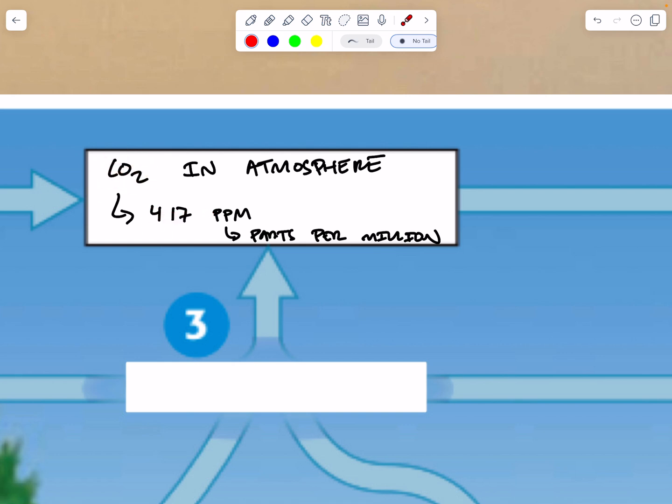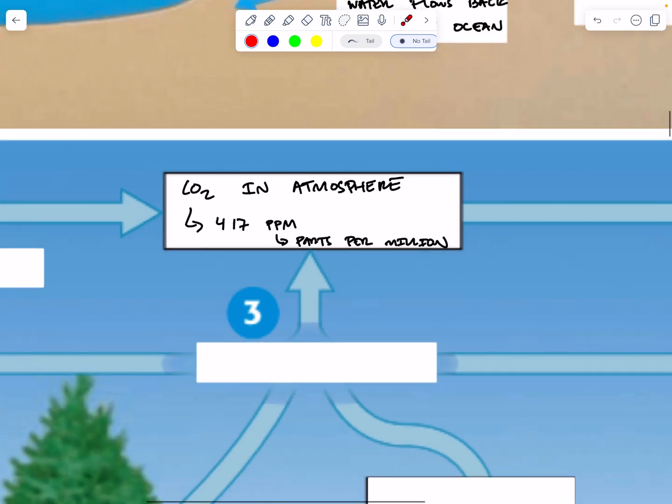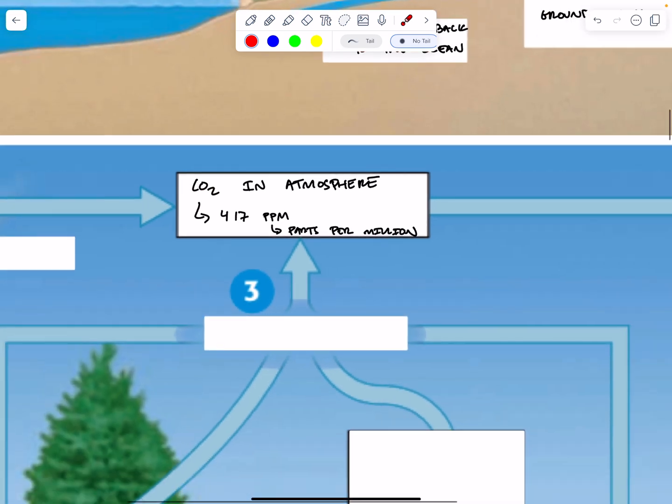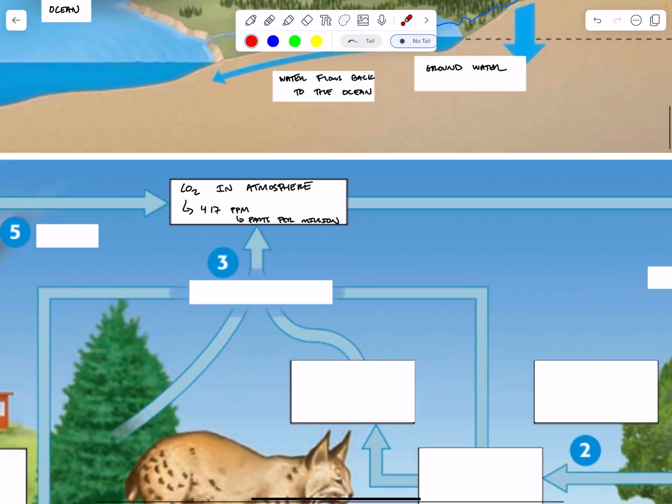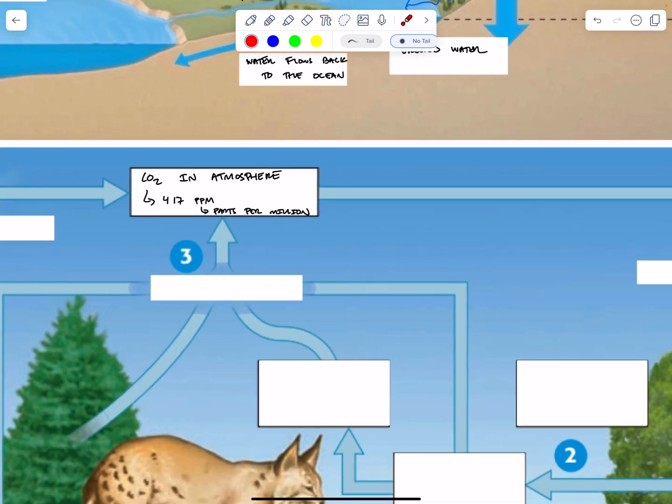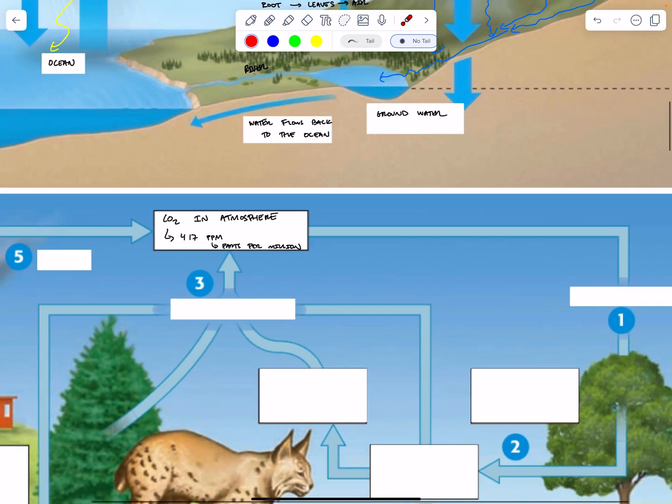So it's a relatively small portion of the atmosphere, but the amount of CO2 in the atmosphere is increasing all the time, mostly as we burn fossil fuels. More on that later. Okay, so we got a bunch of CO2 in the atmosphere. This is one of our abiotic reservoirs of carbon.